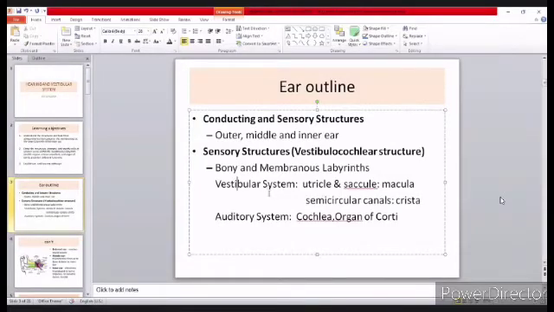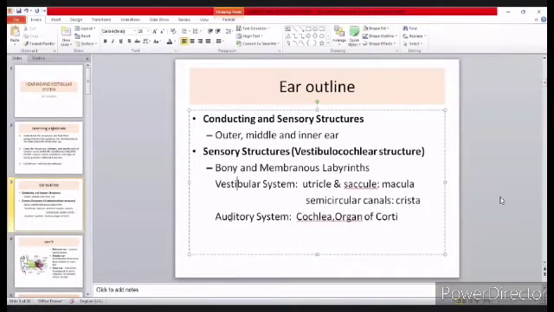And then for the vestibular system, we have the utricle and the saccule. So in this case, our utricle and the saccule is contained in the vestibule, which is our bony labyrinth. And then these utricle and saccule, they have the sensory organ specifically called the macula, which contains hair cells and helps with all that we're going to discuss later.